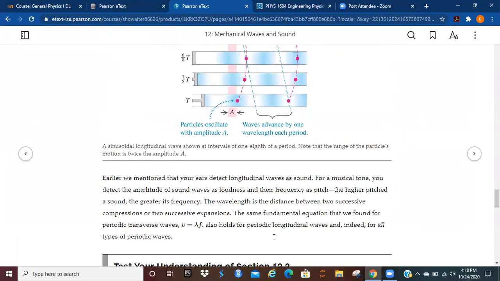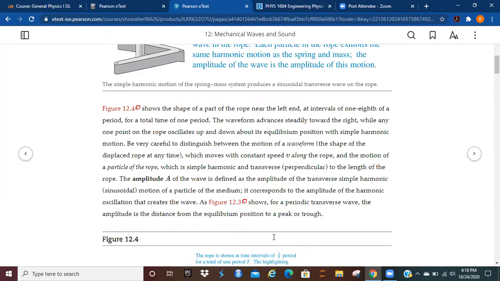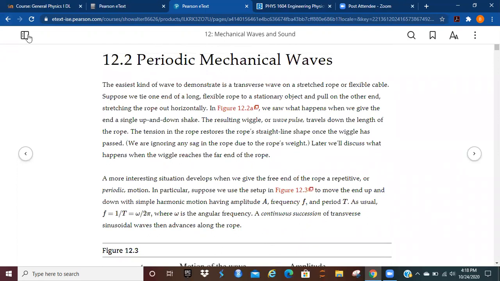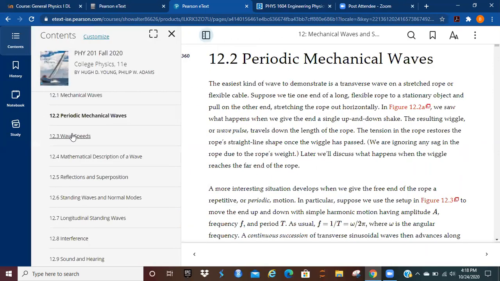So there are some more exercises here in 12.2 that I would definitely encourage you to work through. Now we're going to move on to section 12.3.